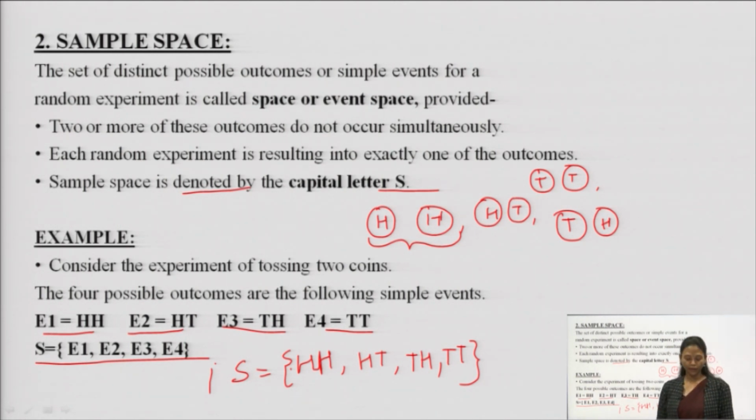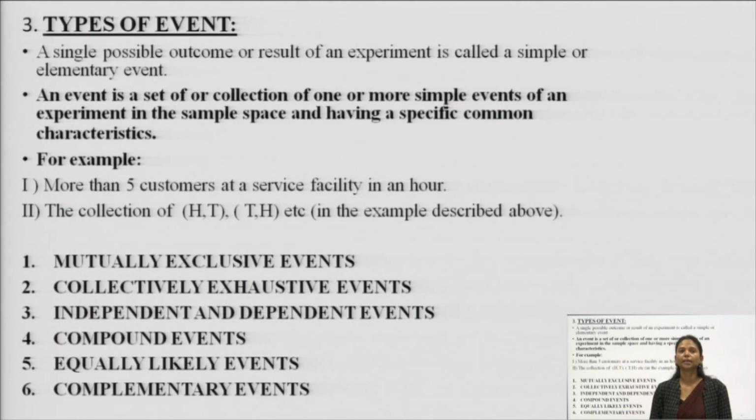Now, moving ahead, what are the different types of events? There are many different kinds of events which we will talk about, but before doing this, a simple possible outcome or a result of an experiment is called a simple or elementary event. What is an event? An event is a set or collection of one or more simple events of an experiment in a sample space having a specific common characteristic.